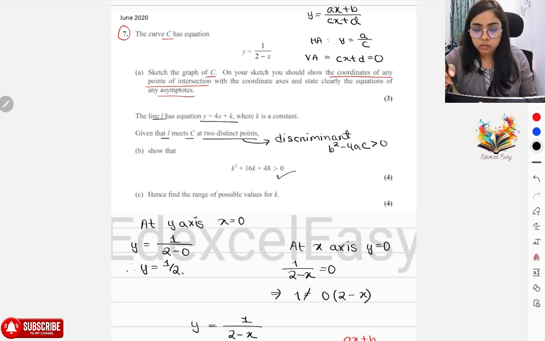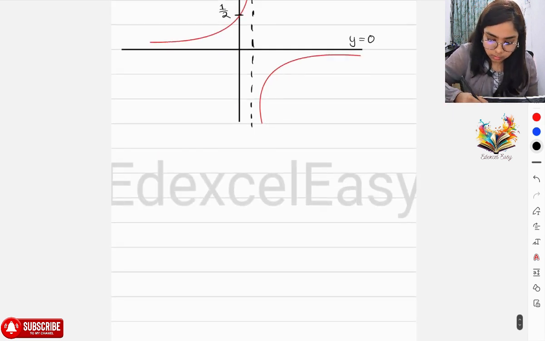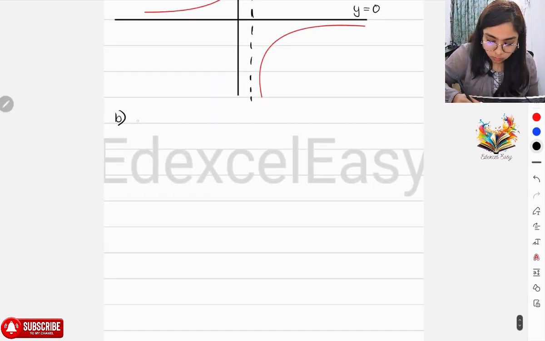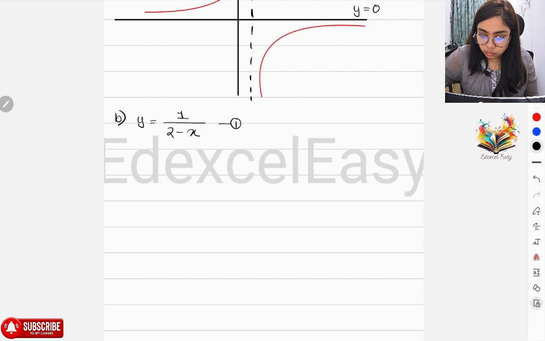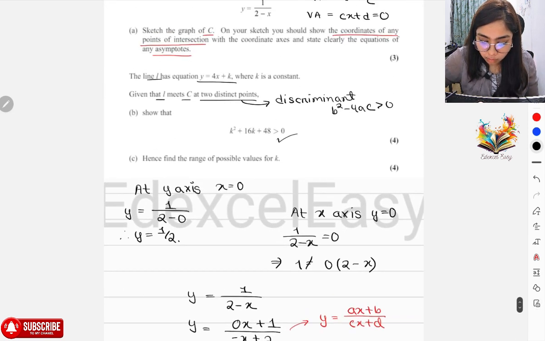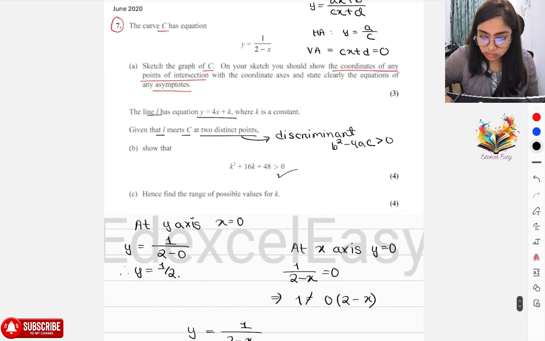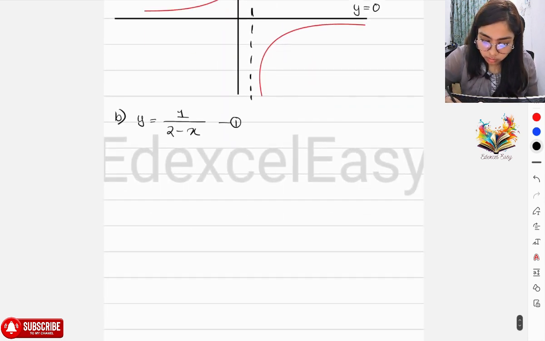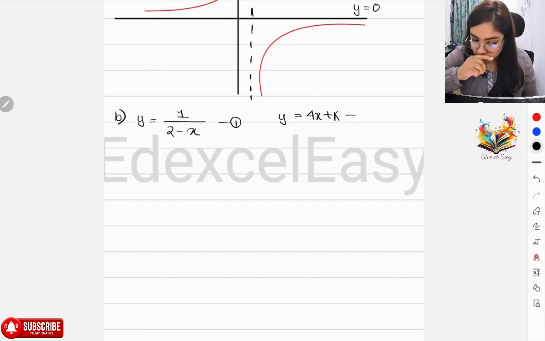So that I can understand clearly, I'll substitute the two equations together and simplify it with the discriminant value. For part B, it's quite easy. This is the process: y equals 1 divided by 2 minus x. This is equation 1. Wait a minute, let me go back to the equation first. Yeah, y equals 1 over 2 minus x, and the other equation was y equals 4x plus k. This is your second equation.